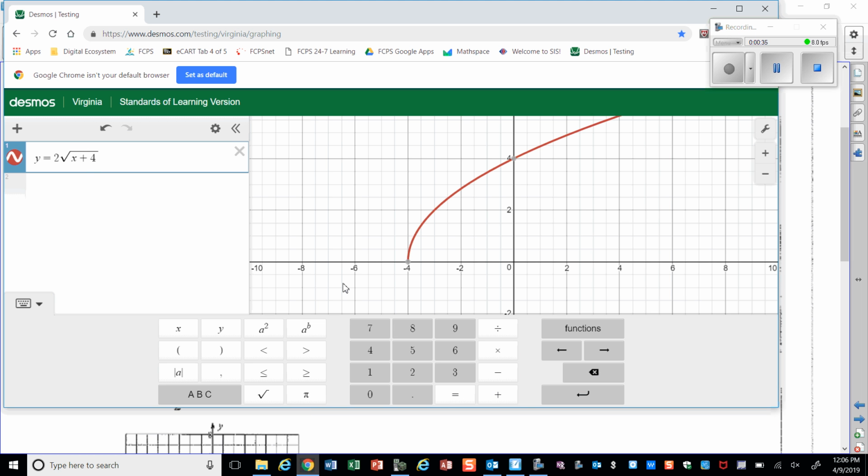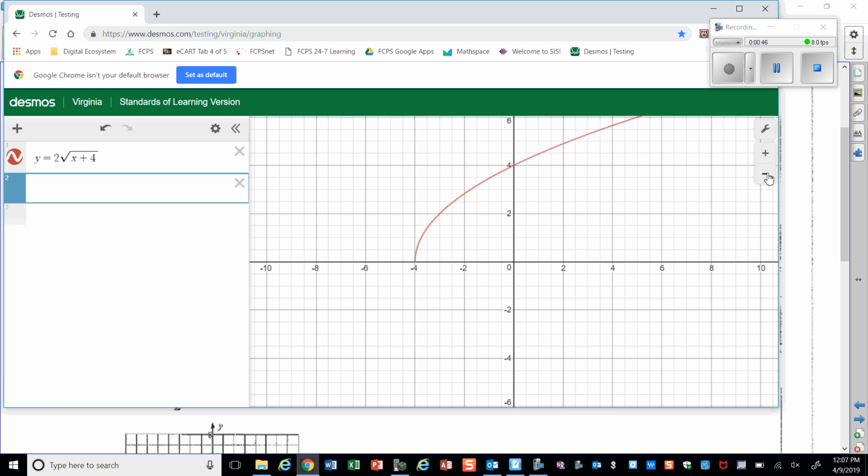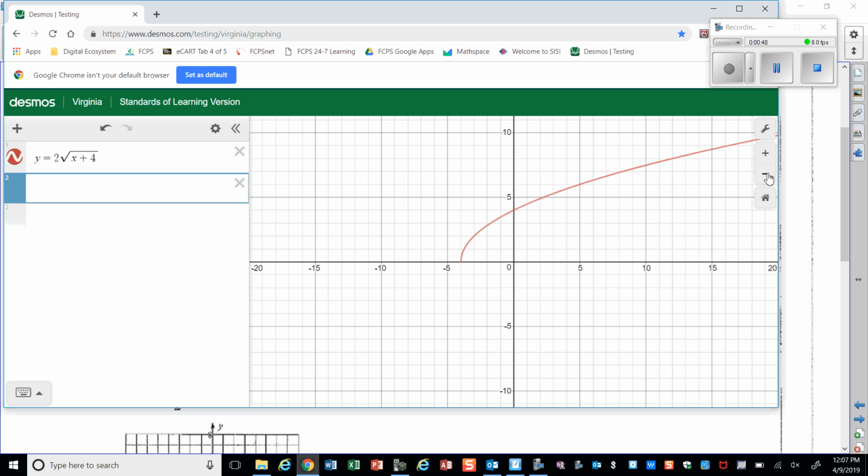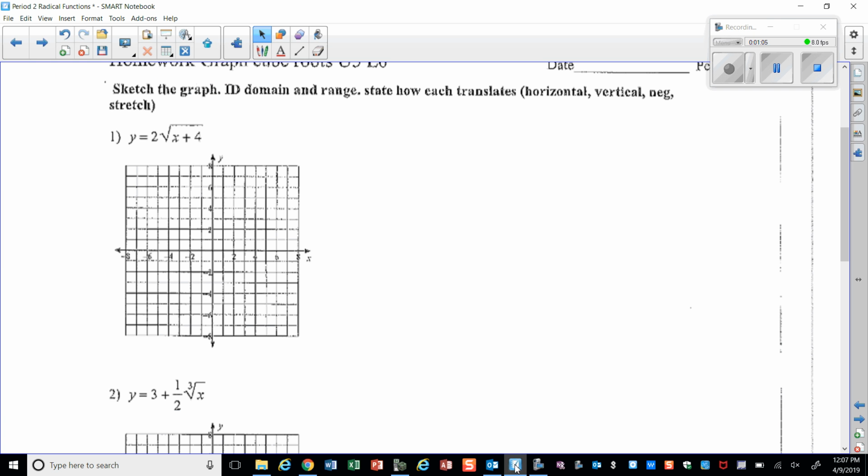So I can look at that, and just looking at the domain and range of that, if I zoom out, I can see that the domain is starting at -4, right? Domain is the x's, so the lowest x I can have is -4. And then it goes on forever to the right. So the domain would be -4 to positive infinity.